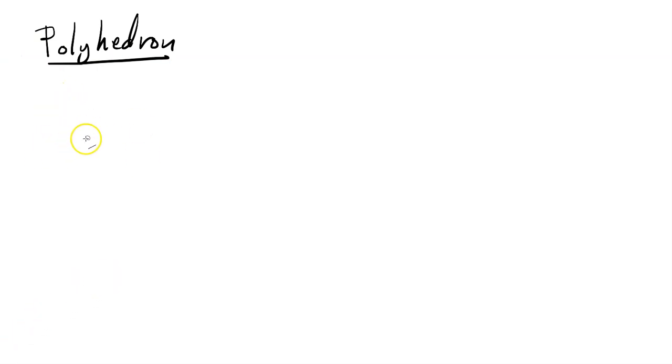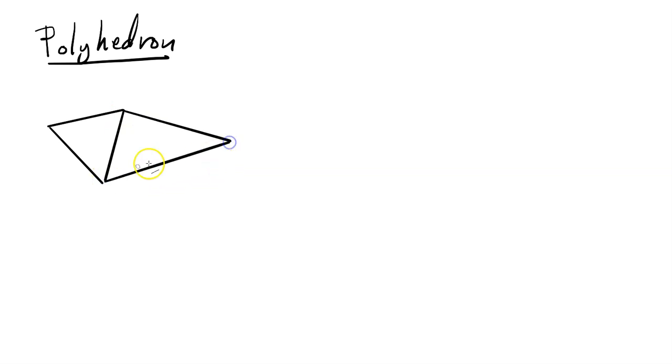So a polyhedron is a 3-dimensional solid figure that is contained by plane polygons. That is plane surfaces. So for example, if we have something like this, now we have to look at it 3-dimensionally. So let's say that we have a solid figure looking something like this.